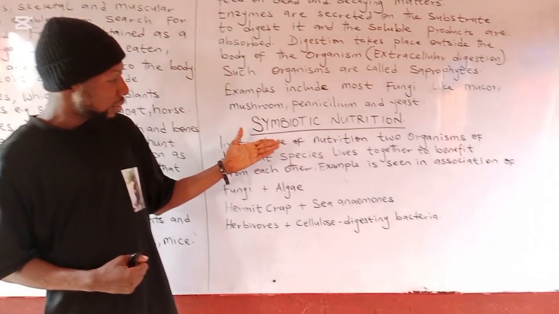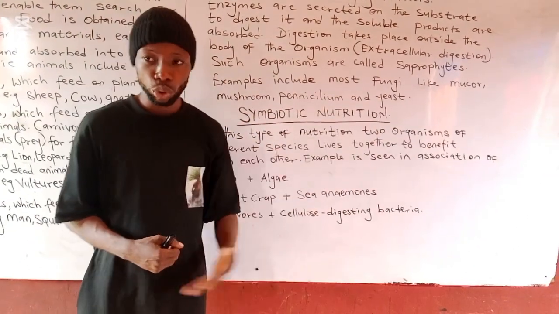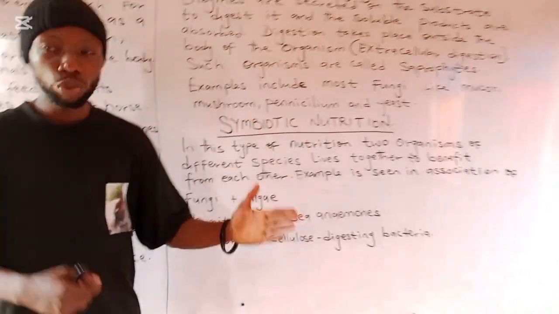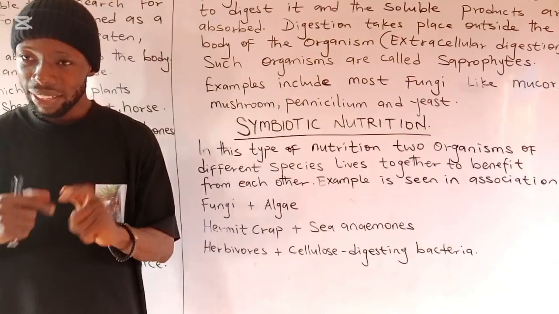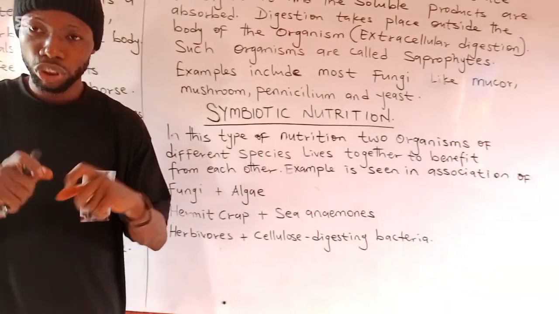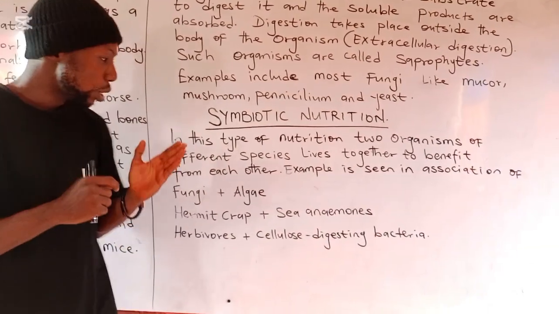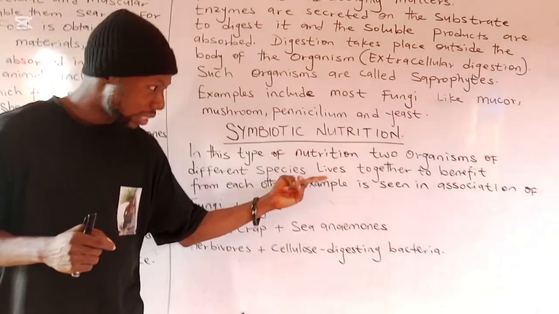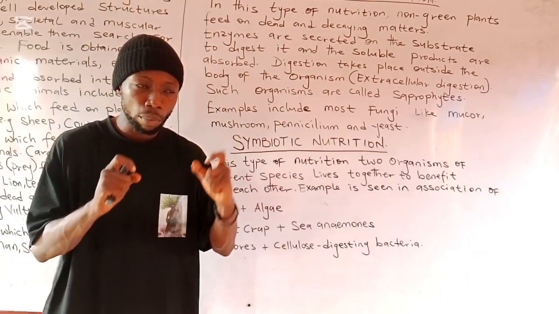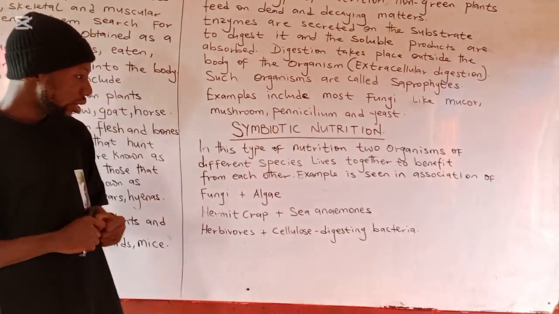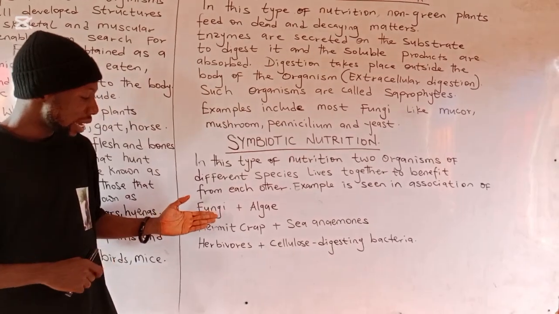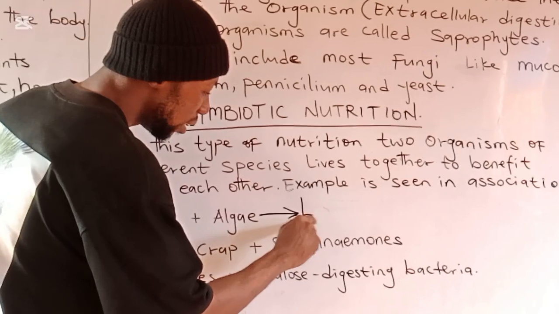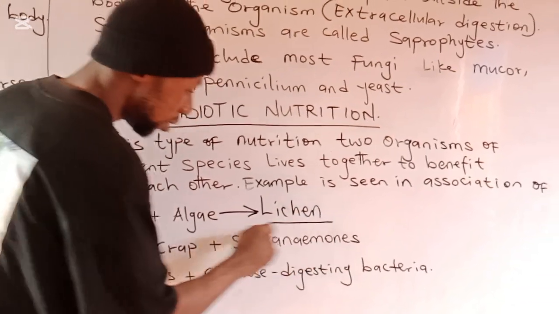The next, which is symbiotic nutrition, is going to be the last for today. In this type of nutrition, two organisms are involved. It's more like a feeding relationship, but the two organisms must be of different species. The two different species live together, and the two benefit from each other. An example is seen in the association of fungi and algae, and the association of fungi and algae is known as lichen.